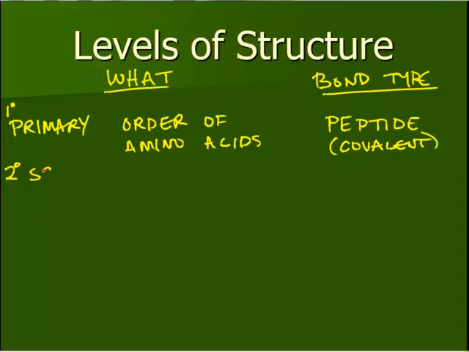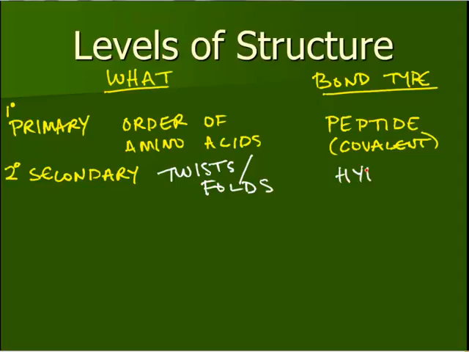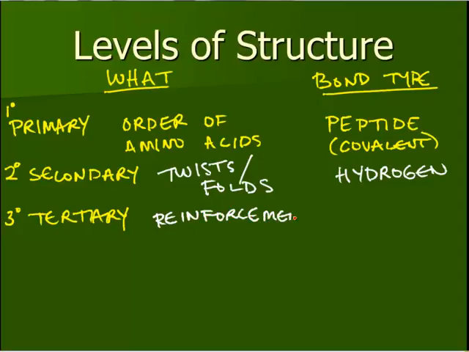The secondary level is that depending on the order of amino acids, you will often get twists and folds. And those twists and folds are held together through hydrogen bonding. Remember, those aren't really bonds, they're actually just these weak kind of magnetic attractions between the molecules. And so it's not a very sturdy level of structure. So if we're going to maintain that, we need to support it some way. And that comes in with the tertiary level, where there is a reinforcement of the secondary level. That's carried out by disulfide bonds.